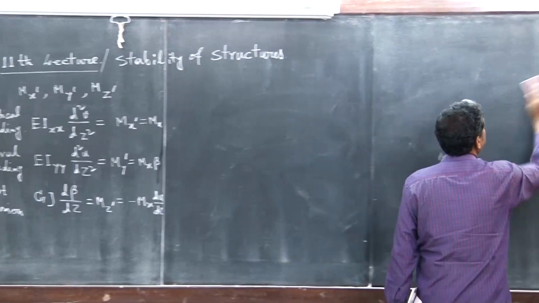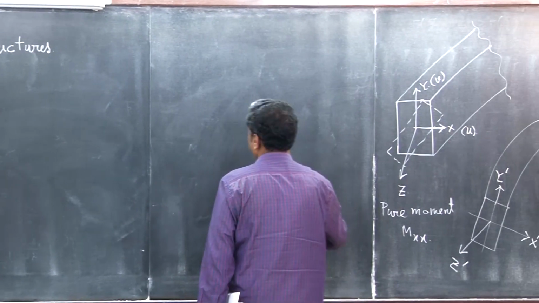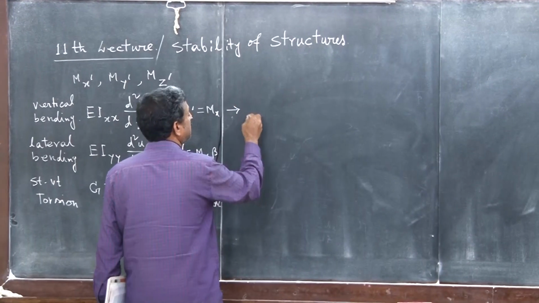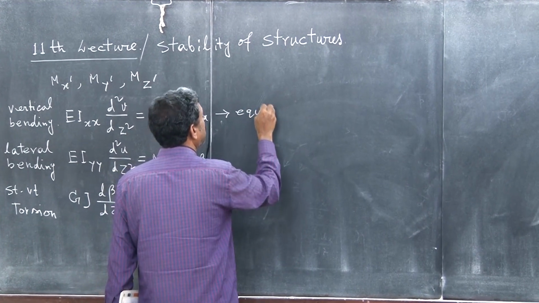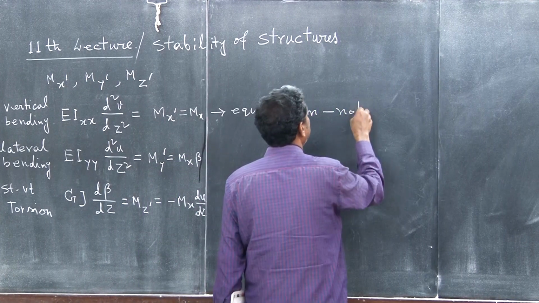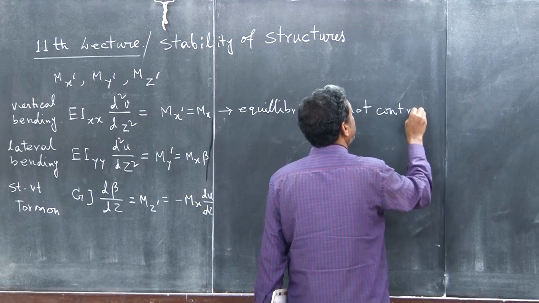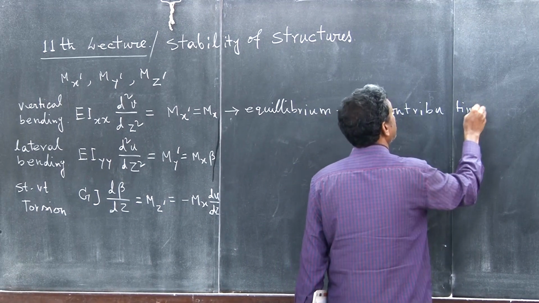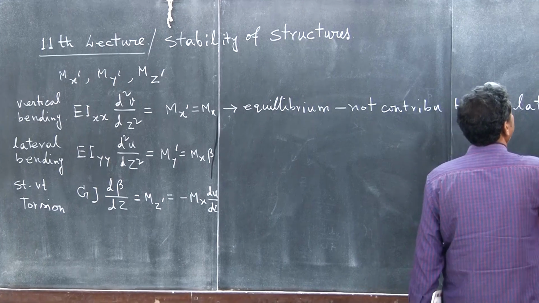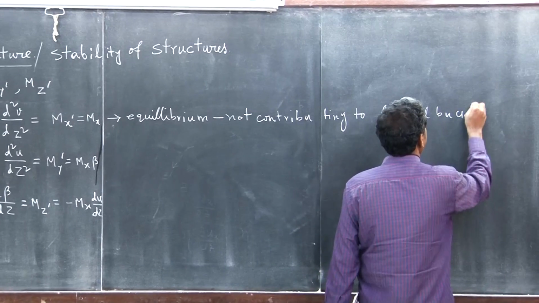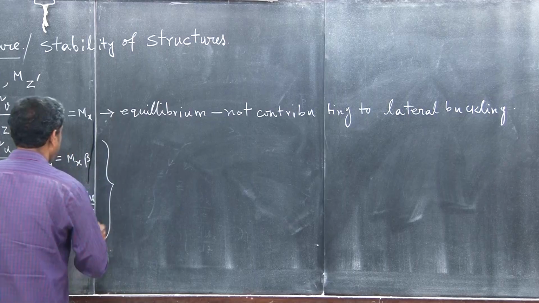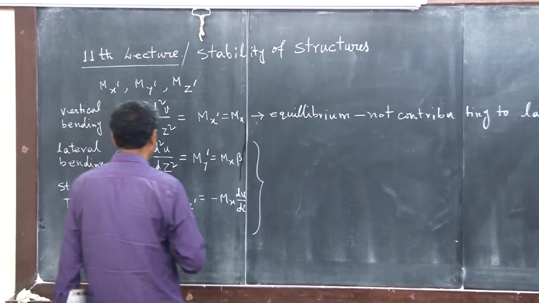Now you see, we don't care about the bending in the vertical plane, because this is already in equilibrium and is not contributing to lateral stability, to lateral buckling or instability. But these two you have to consider. Now you see there is a coupling.